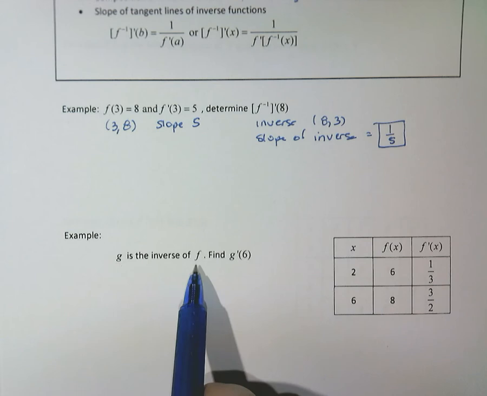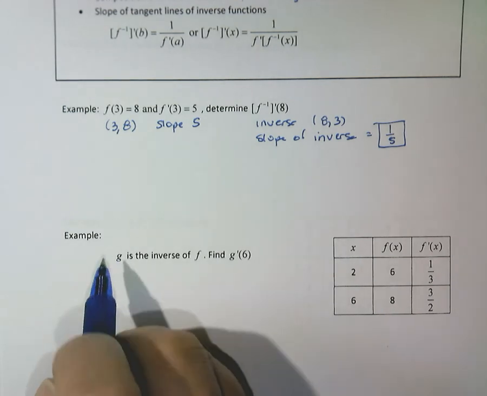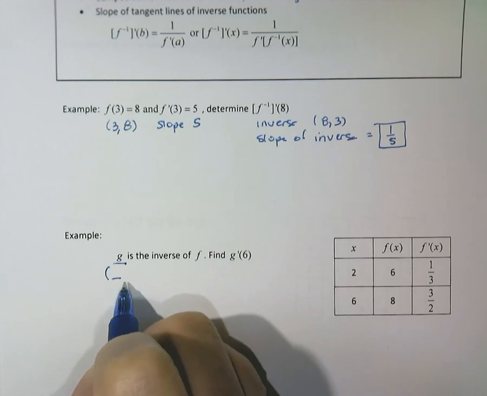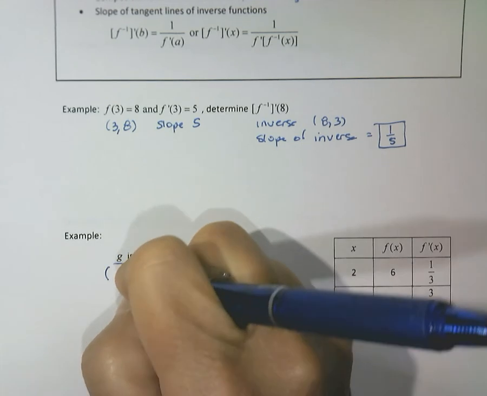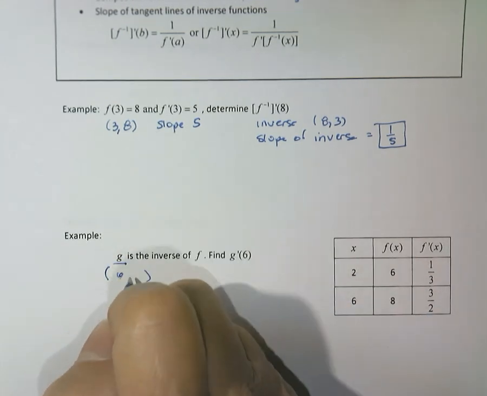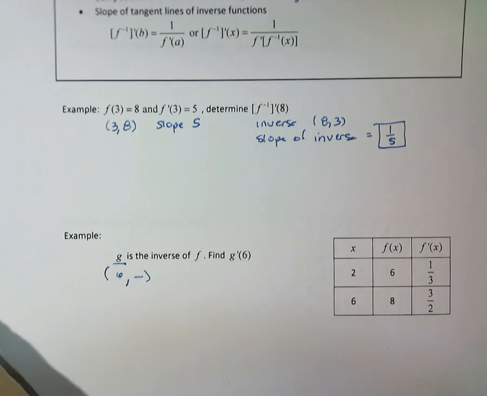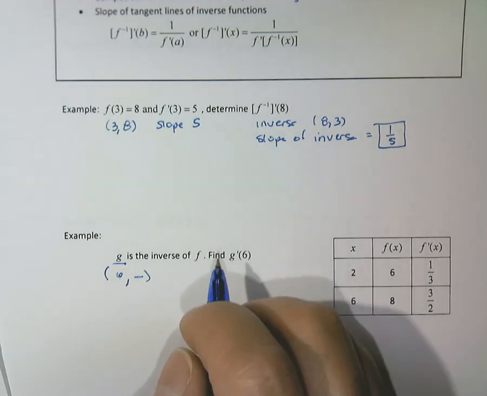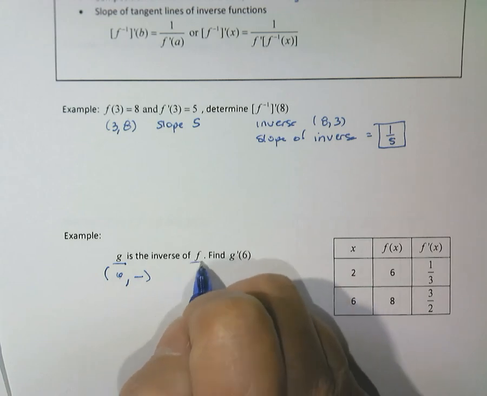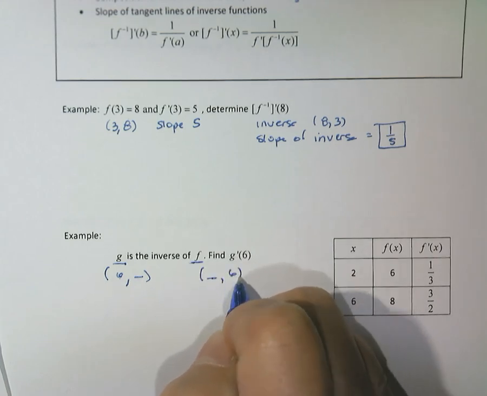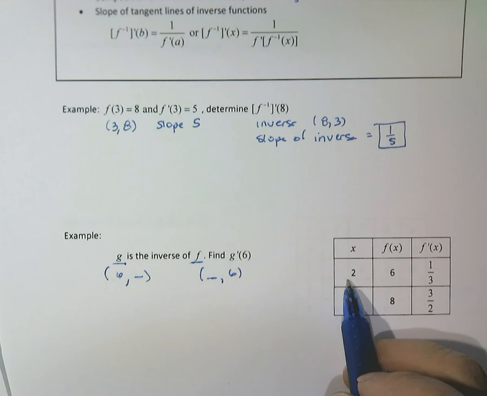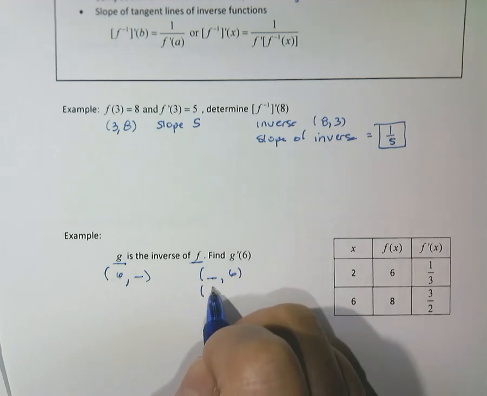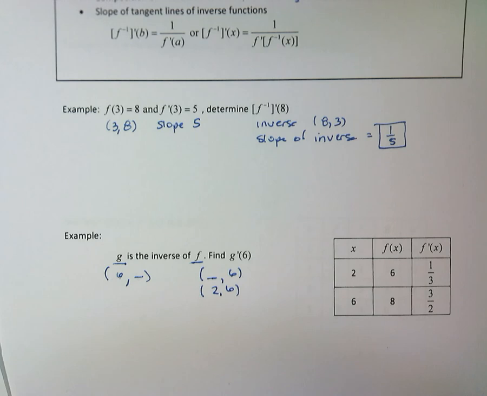So g is the inverse of f, and we want to find g prime of 6. So for the function g, I know I'm going to have the point something and 6. Oh, sorry, no, backwards. 6 and then something. And I don't know what that is. So for f, I know it's going to be the point something and 6. I come over to the table, and when f of x equals 6, so y equals 6, I have the point 2. So for the function f, I have the point 2, 6. Which means for the inverse, I have the point 6, 2.